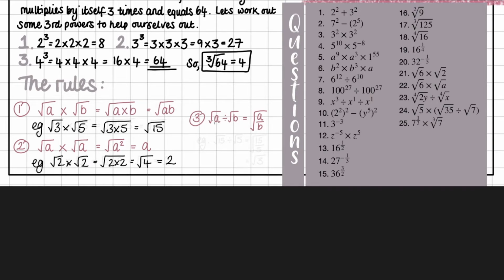Third rule, square root of a divided by square root of b. Well, that is just the square root of a divided by b. So here, the square root of 15 divided by the square root of 5. Because of this rule, we can write it as the square root of 15 divided by 5, which is just the square root of 3. And that looks so much nicer than that.